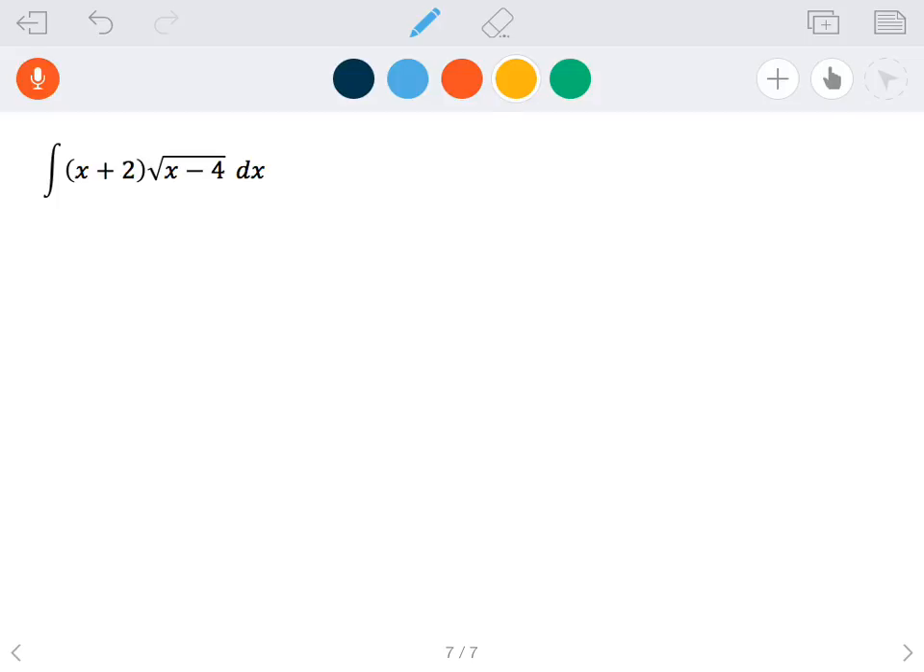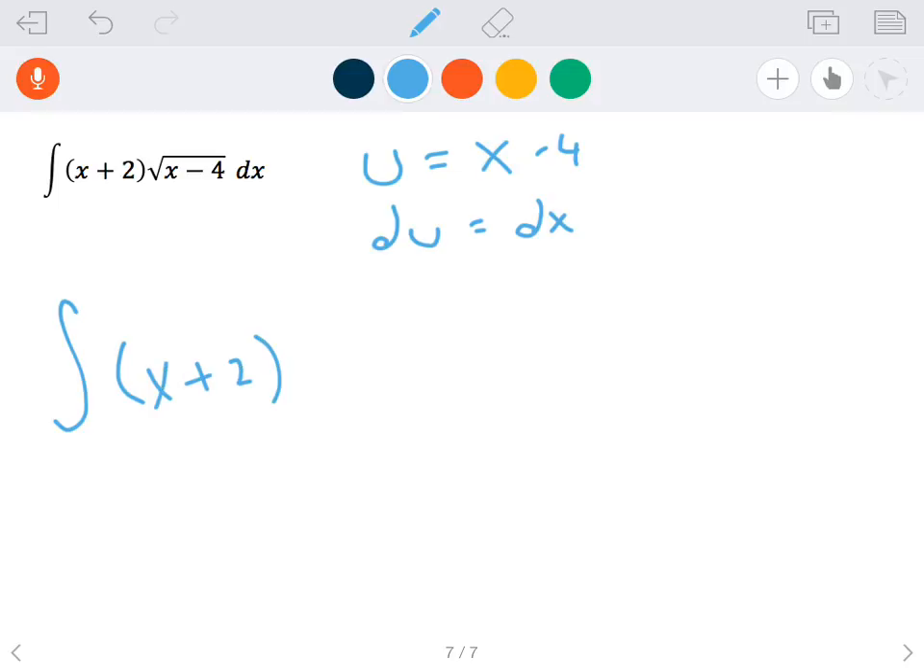Let's do one more. The integral of x plus 2 times the square root of x minus 4. Now I told you that if it's under the square root, it's most likely going to be your u. So I'm going to let u equal x minus 4. When I take the derivative of both sides, I get du equals dx. And so when I go to rewrite my integral, I now have the square root of u du. I've got a problem. I've still got an x in my integral. It didn't cancel out whenever I subbed in for du.